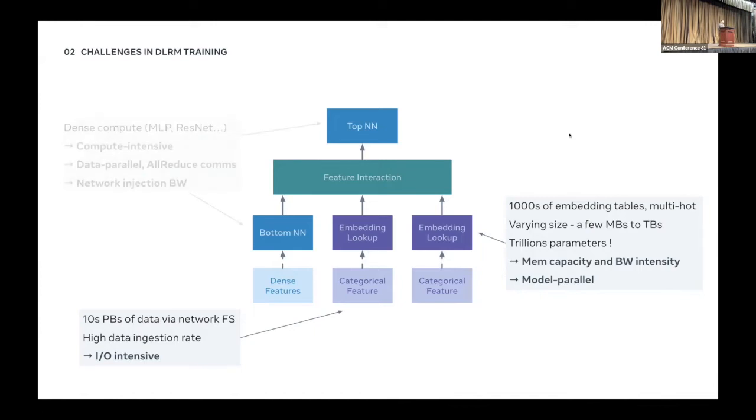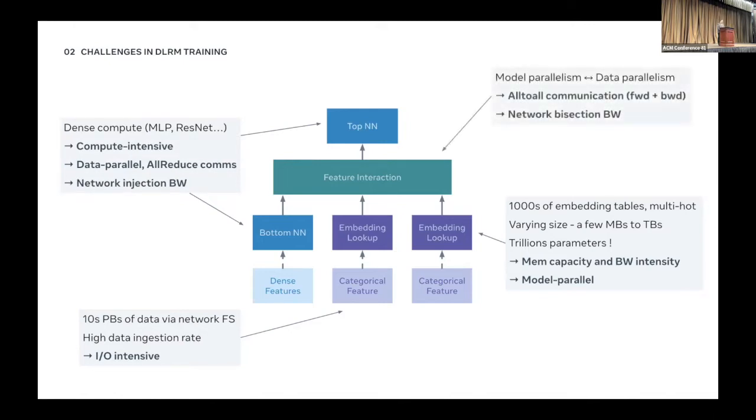And next, if you look at the blue boxes in the model, DLRMs do have a few common building blocks in the deep learning world. Basically, the bottom neural network and top neural network consist of dense compute modules such as multi-layer perceptron or ResNet modules. They are typically compute intensive, and since they don't have many weights, we can afford to train them using data parallelism and use all-reduce communication to synchronize the weights in the backward pass. And one characteristic of all-reduce communication is that it stresses the network injection bandwidth, which means we need to have sufficient in and out bandwidth for each trainer.